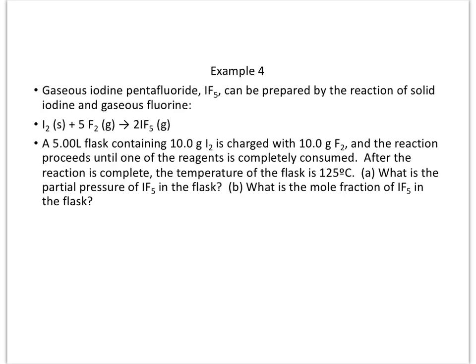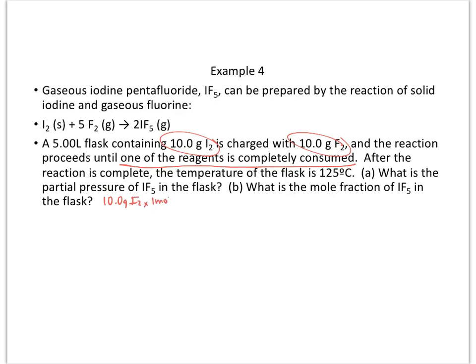The reaction proceeds until one of the reagents is completely consumed. That phrase right there tells you we're dealing with a limiting reagent problem, limiting reactant, because of the starting amounts of two different substances. After the reaction is complete, the temperature of the flask is 125. What's the partial pressure of IF5 in the flask, and what's the mole fraction? Okay, so we're going to first do the limiting reagent part. So we'll start with our 10 grams of iodine.